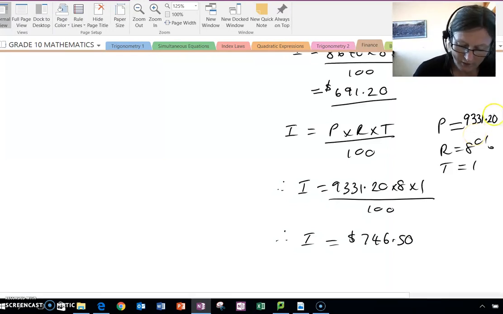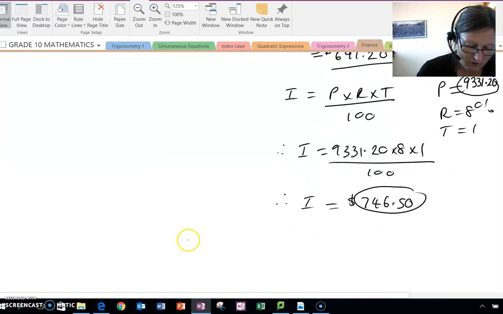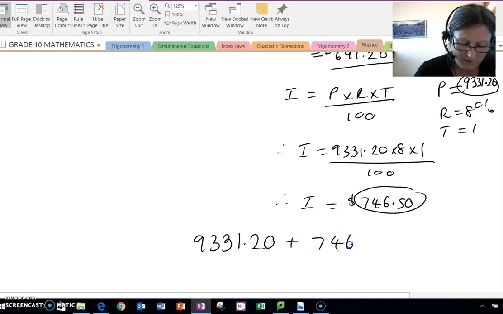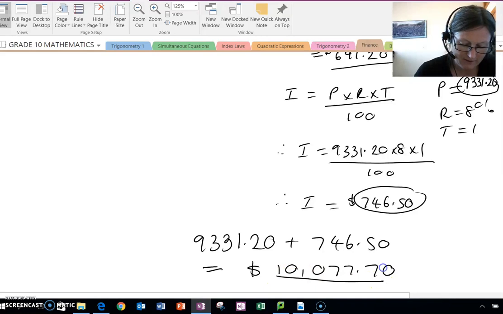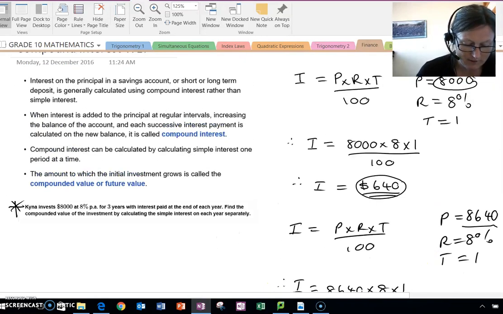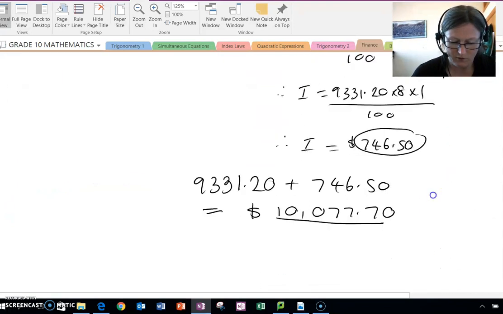So the question said, how much money does she now have? Well, let's work out what she put in at the start of that third year, plus the interest that she received. So she now has $9,331.20 plus the interest that she received in the third year. So her money is now worth $10,077.70. So she put $8,000 in for 3 years, and it was compound interest, and how we worked this out was just by applying simple interest each year for 3 years. So her $8,000 has grown to that amount.